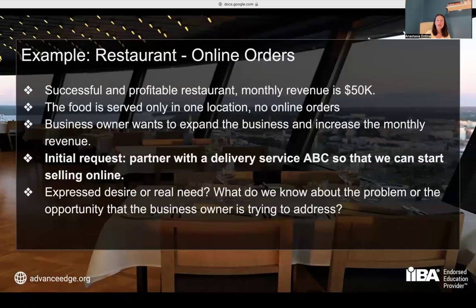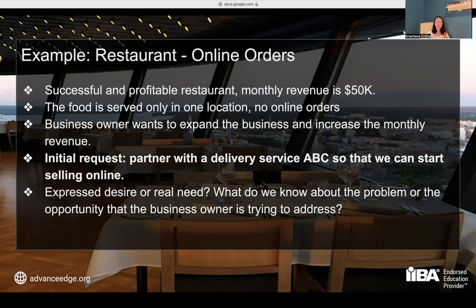Okay. And now I want to provide you with an example about a restaurant and see how the current state, future state analysis can be made, and some important steps that should be done. So assume we have a successful and profitable restaurant, and their monthly revenue is $50,000. And the food currently is served only in one location. There are no online orders.